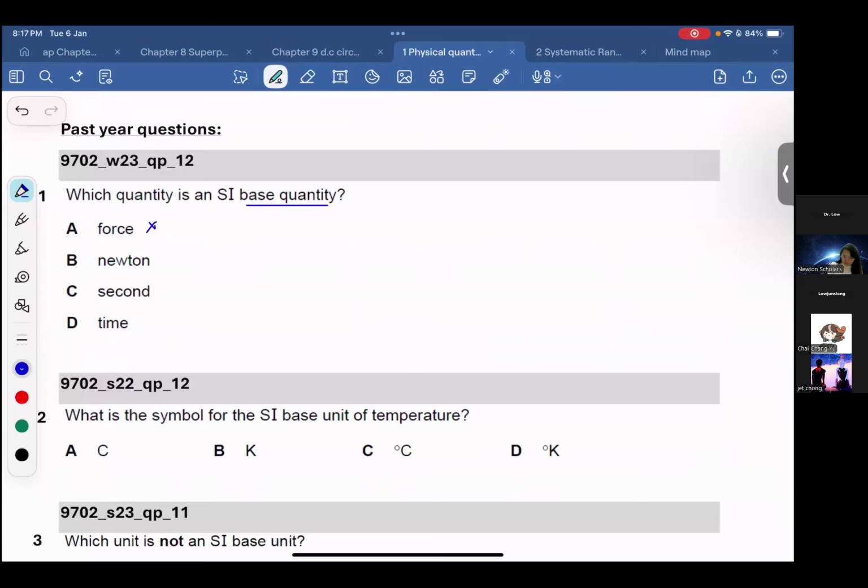Wait, this is quantity, base quantity, not unit. Force is F equals ma. It's a derived quantity. It's not a base quantity. Newton is a unit, not a base quantity. It's the unit for a base quantity. Second is a unit also. Second is a unit also.